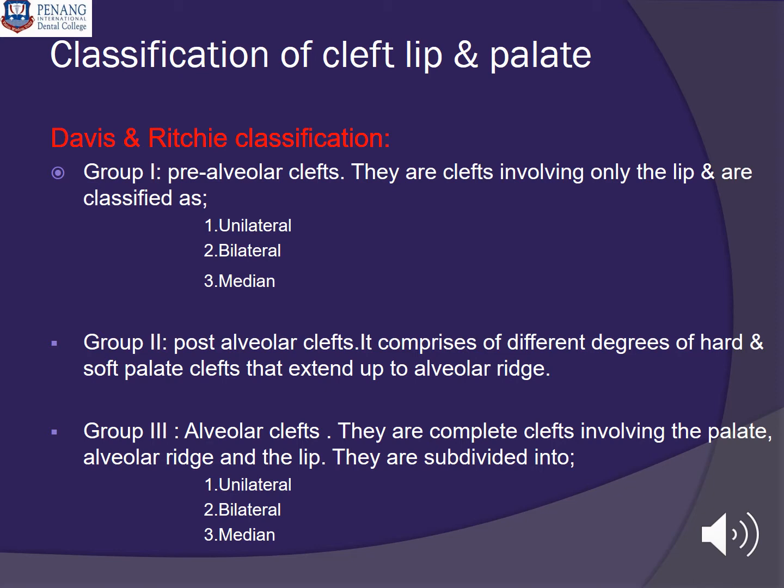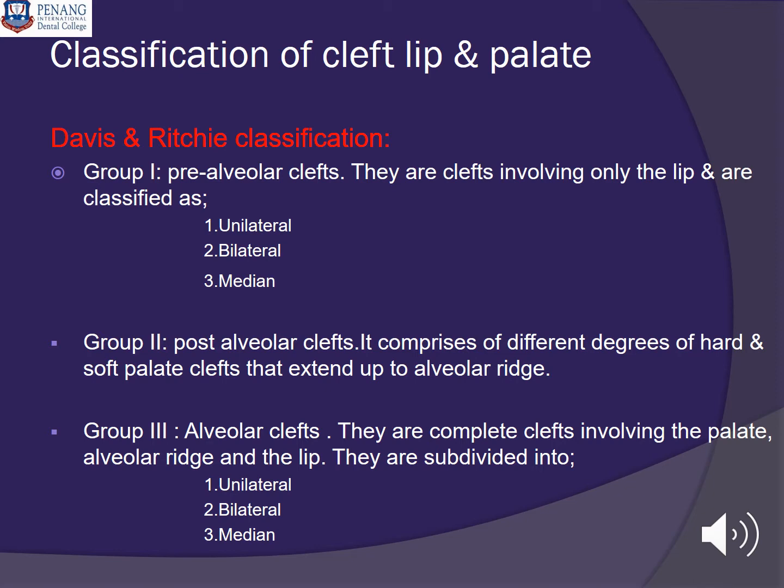This is a morphological classification based on the location of the cleft relative to the alveolar process. They have classified clefts into three groups. Group 1 is pre-alveolar cleft. These are clefts involving only the lip and are classified as unilateral, bilateral, or median. Unilateral might be left or right. Bilateral will be both right and left, and median at the middle near the philtrum area.